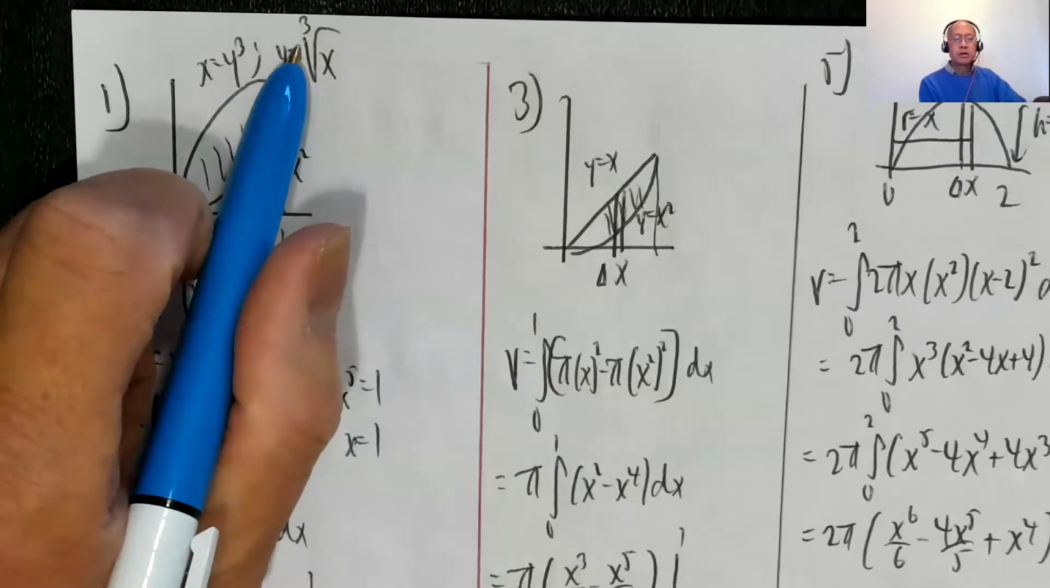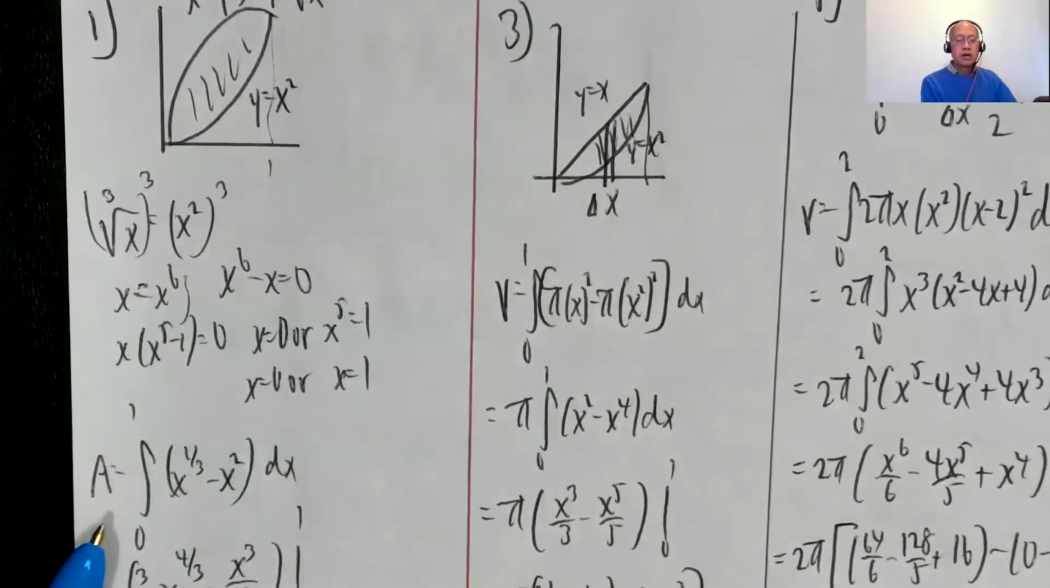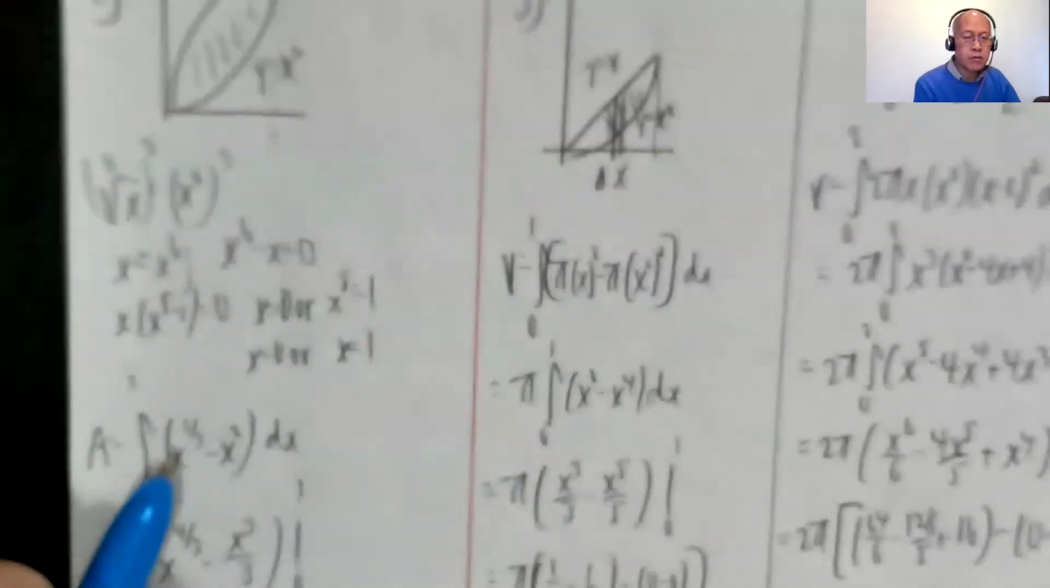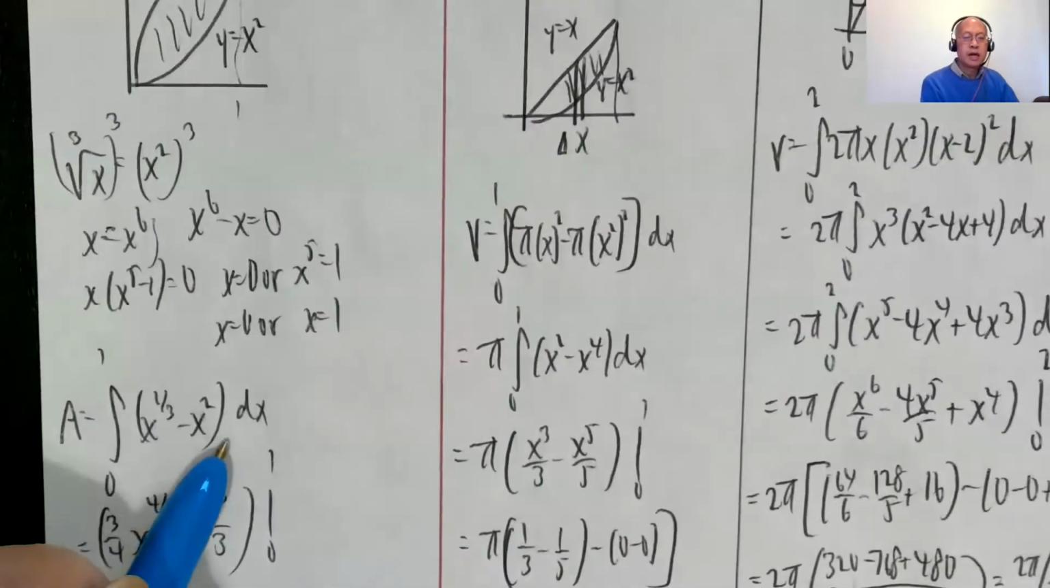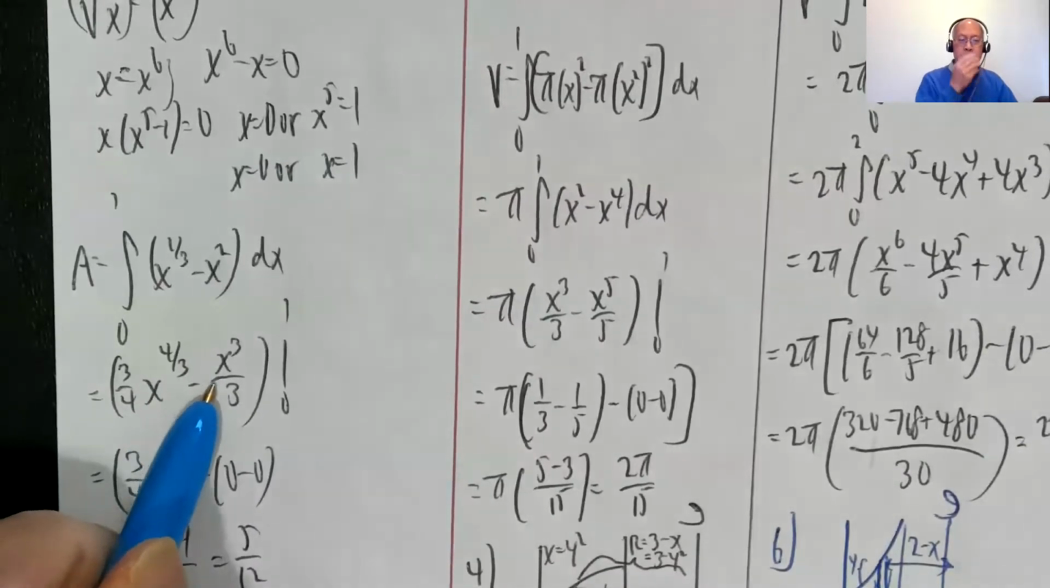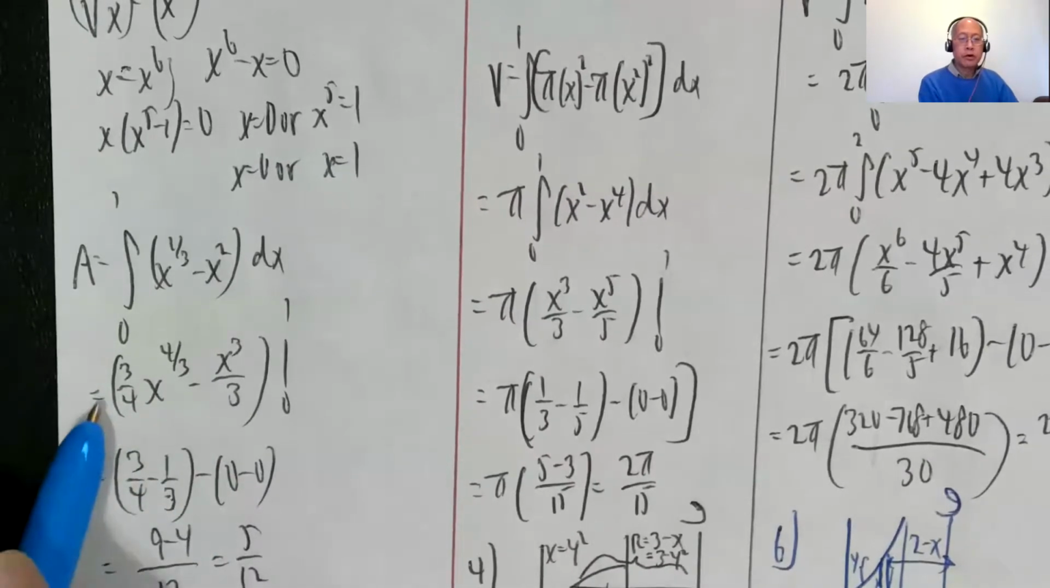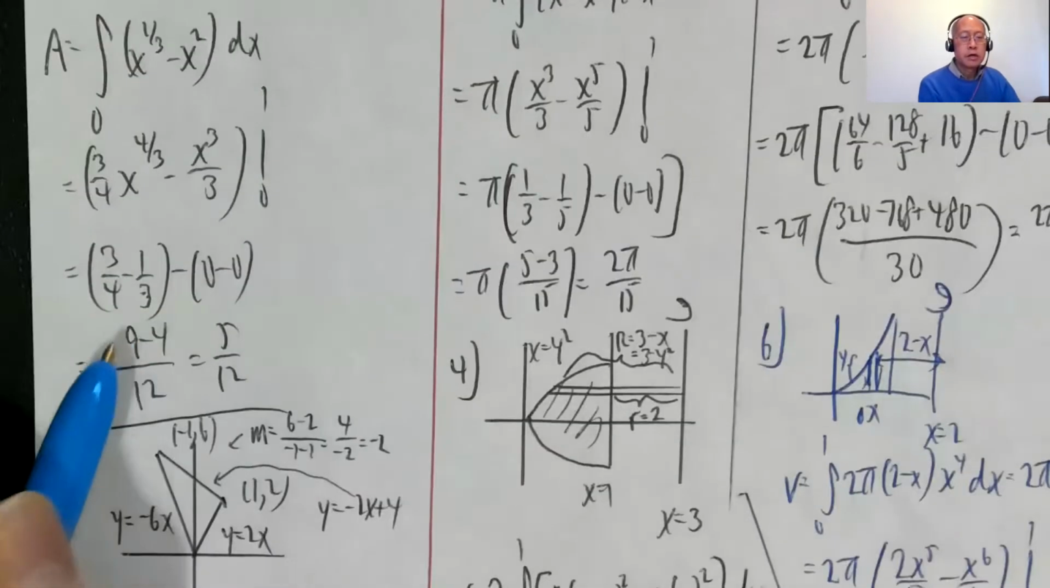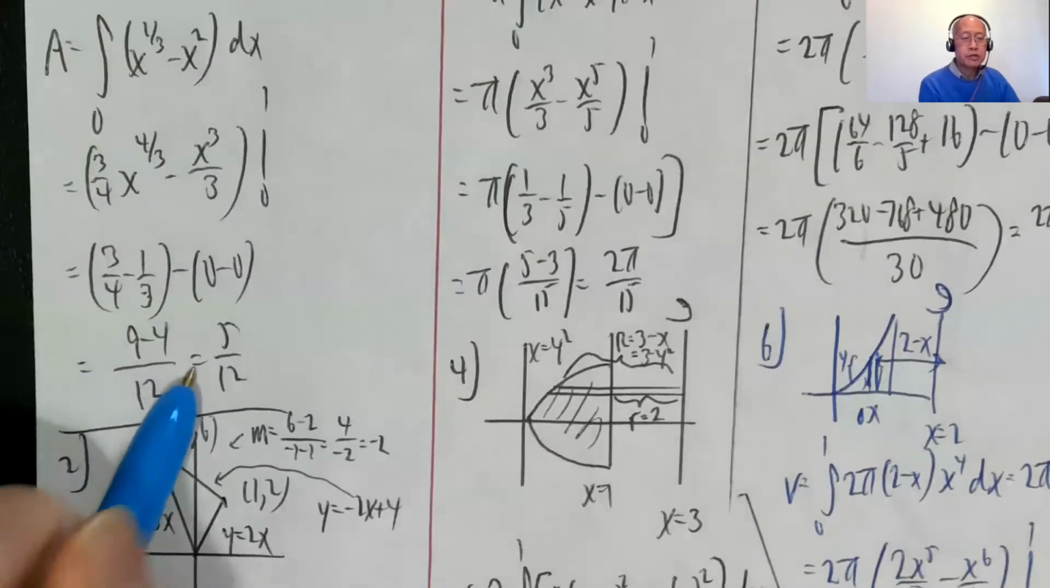Upper function is the cube root. The lower function is x squared. So the area is the integral from 0 to 1 of x to the 1/3 minus x squared dx. That's 3/4 x to the 4/3 minus x cubed over 3. Plug in 0, you get 0. Plug in 1, you have 3/4 minus 1/3. Do the arithmetic. 5/12 is the final answer.